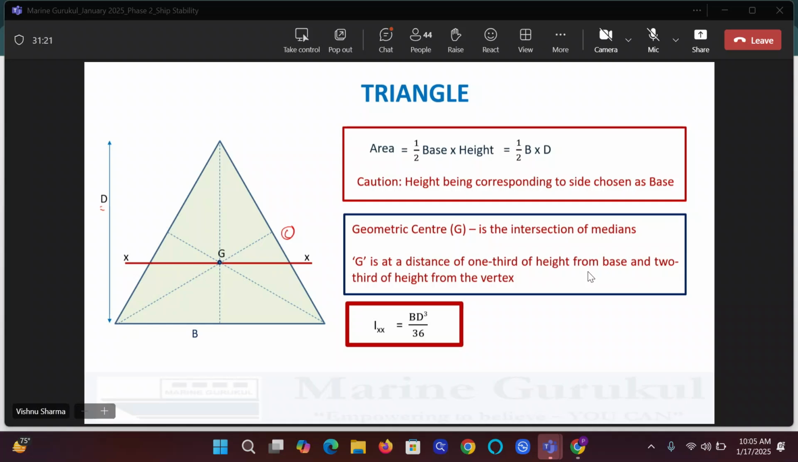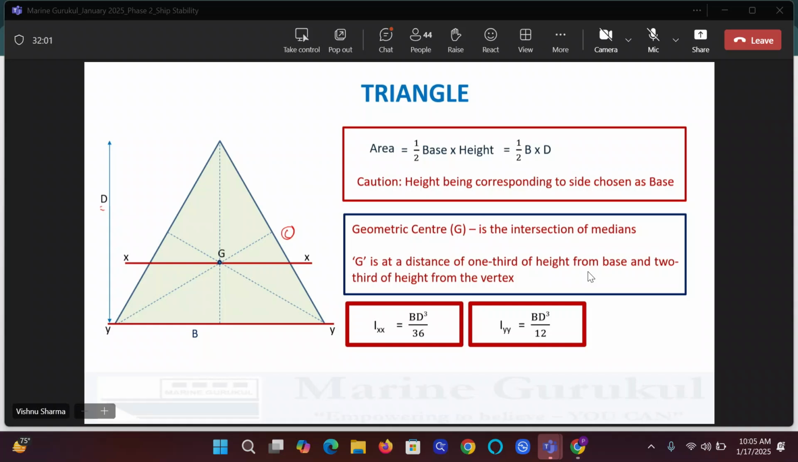Which are the two other axes? One is this one, YY. With respect to the base and height that we have chosen in this triangle, how do I describe YY? YY is coinciding with the base. When you take moment of inertia about IYY, it will come down to BD cubed by 12. And what is YY? YY is overlapping the base. It's running over the base. So BD cubed by 12.